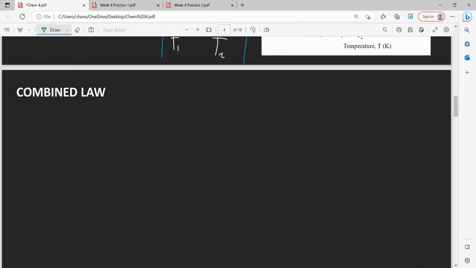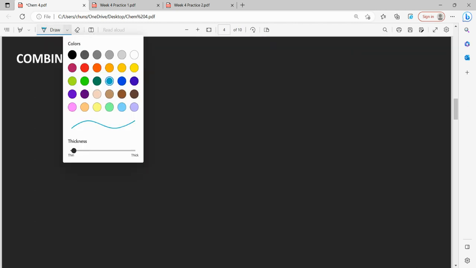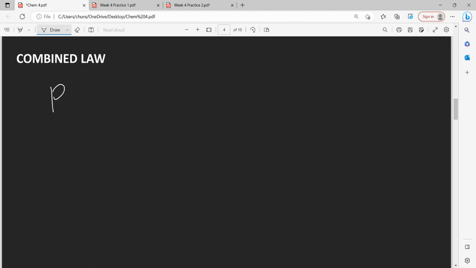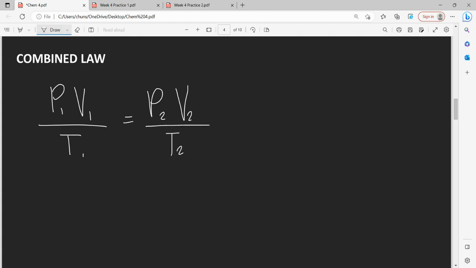Okay, so if we combine the two, we now have three parameters. So we have P1 V1 over T1, and this is equal to P2 V2 over T2. So the ratios are going to remain the same for both systems. And we can use this to identify an unknown if we're given the full conditions of one gas, and we can use this equation to solve for our values that we are missing.